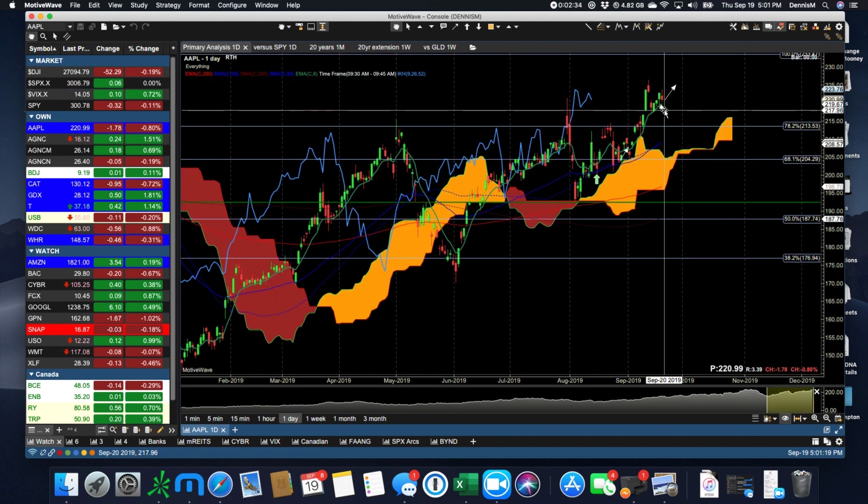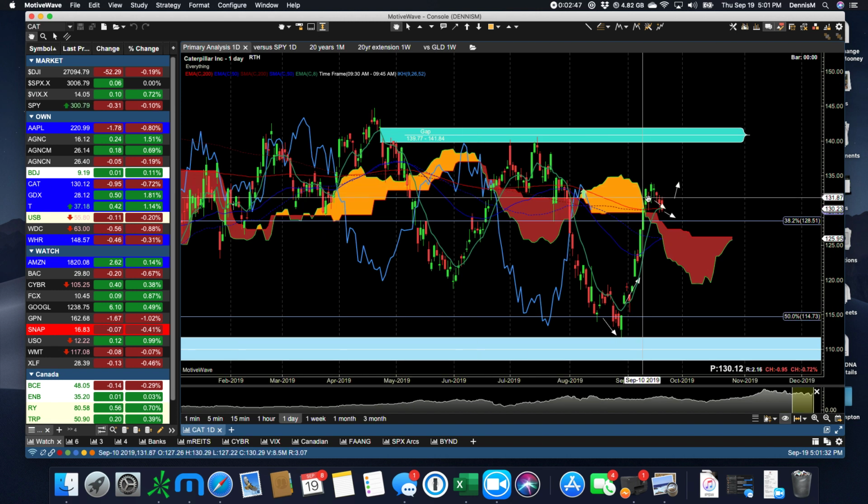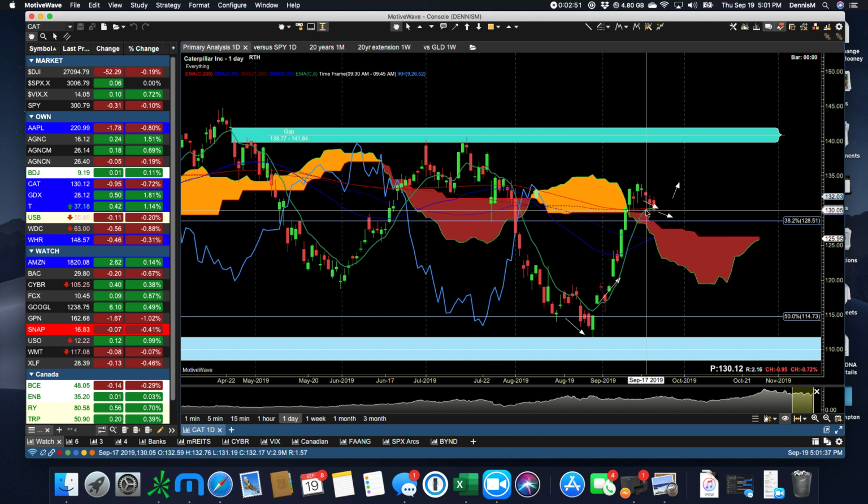And Apple had a bit of a down day, down $1.78, which may not seem like a lot, but it's a harbinger. Caterpillar is still continuing to go down. Now we've fallen below the 200 and the 8. So we closed right here, just below the 200 and the 8.